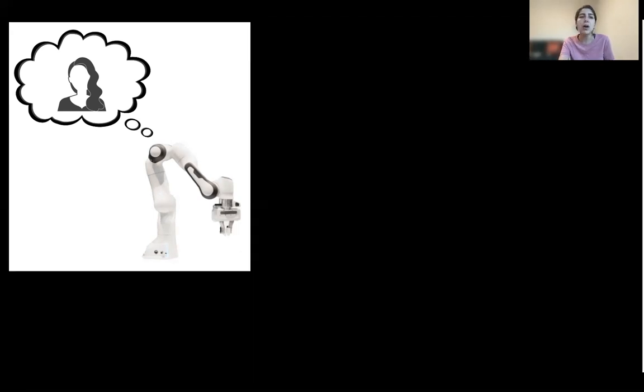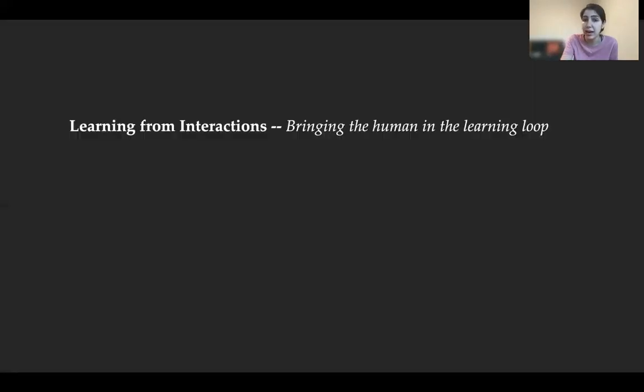This is often a model of how the human acts in the world or how the human prefers a robot to act in the world. This could be the human's preference model. We can capture that either through a reward function or through a policy. But either way, we need to have a model of how the human acts in the world, or how this human wants the robot to act in the world.